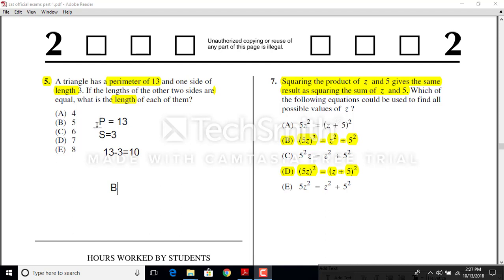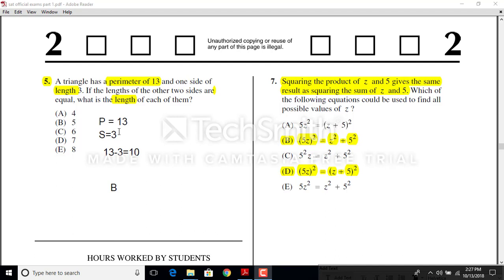Okay, let's stop. The perimeter is 13 and one of its side lengths is 3. We all know that when we add the sides of the triangle, they give me the perimeter of the triangle. So the perimeter equals the sum of the sides of the triangle, which all equal 13. One of them is 3.